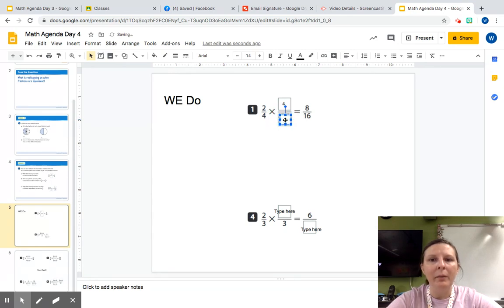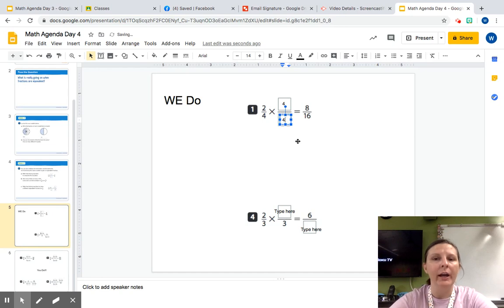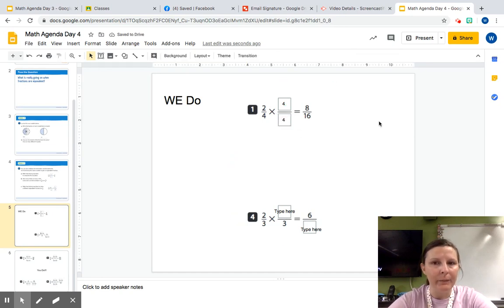So now on the bottom, I have to do my denominator. But I remember, whatever I multiply my numerator by, I have to multiply my denominator by. So I don't even have to think about it. I just know that I have to multiply that by 4. And when I check my answer here, okay, I'm going to check it. I know 4 times 4 is 16, so I know that I'm right. So we created an equivalent fraction of 2/4 by multiplying by 4 and getting 8/16. So 8/16 is an equivalent fraction to 2/4.